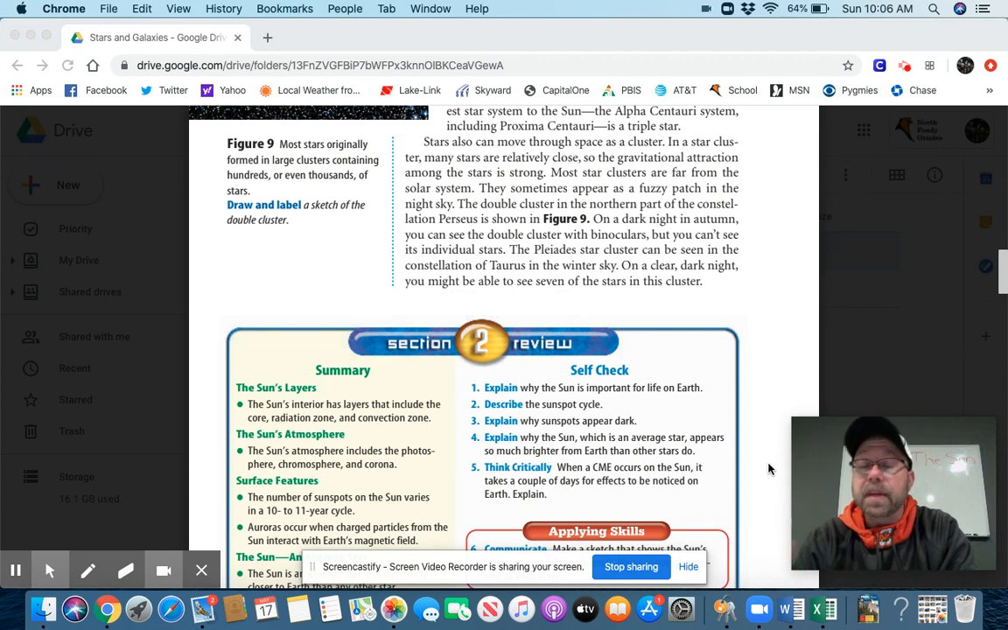It has surface features like sunspots, which are dark, cooler areas that go in a 10 or 11-year cycle. It has flares and prominences, coronal mass ejections, which send electrically charged particles towards Earth, and they hit our atmosphere and they form the northern lights. And to wrap it up, our sun is just average. Not too hot, not too old, not too young, not too cool, just right in the middle.